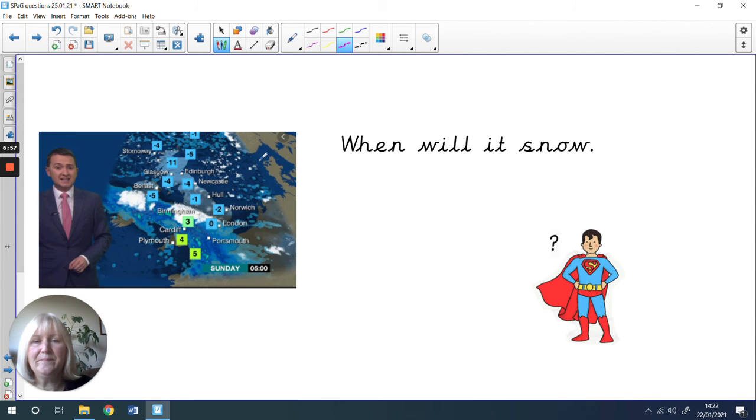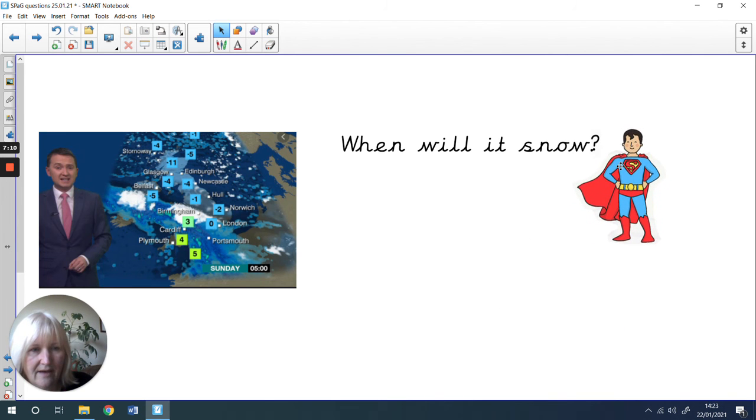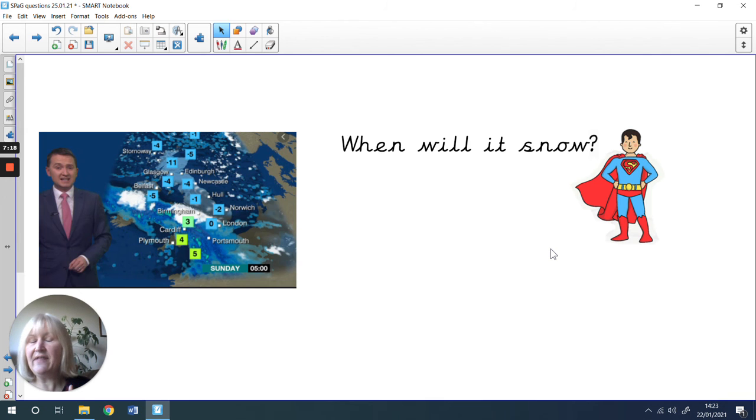Okay, next one. I know this question word. Oh, I've coloured in Captain Question Mark in pink. Let's pop him here. He's in position. When will it snow? Keep listening to the weather person and they'll tell you. When will it snow?